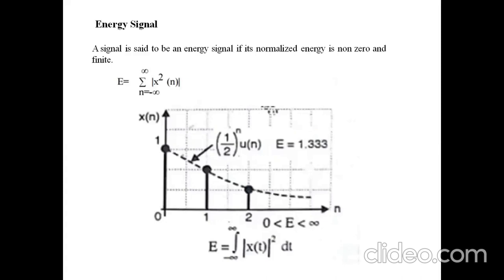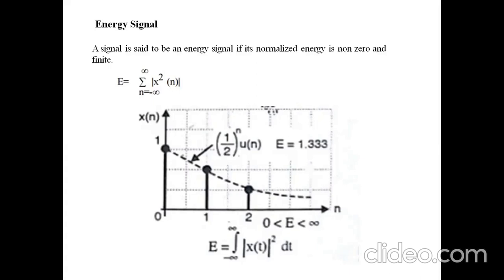The energy signal is shown in the diagram. Here an exponent signal is shown. From this exponent signal, the energy of a signal is calculated. The definition of an energy signal: a signal is said to be an energy signal if its normalized energy is non-zero and finite. By expression, you can write E is equal to summation of n is equal to minus infinity to infinity of mod of x square of n.